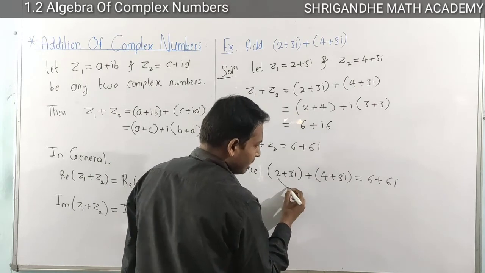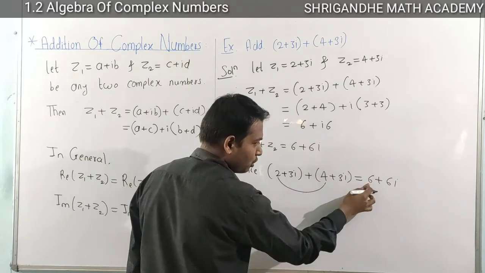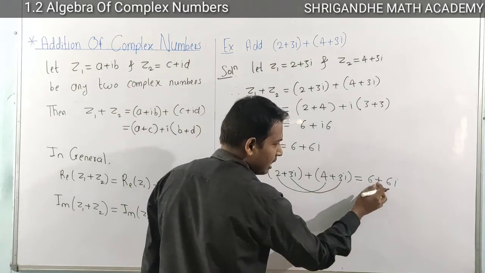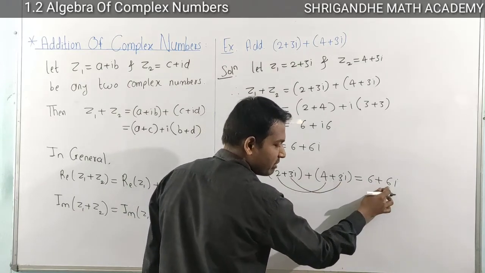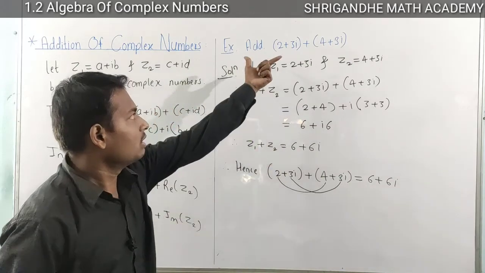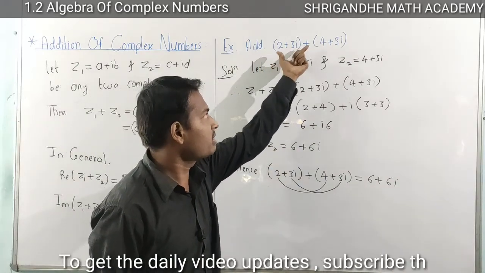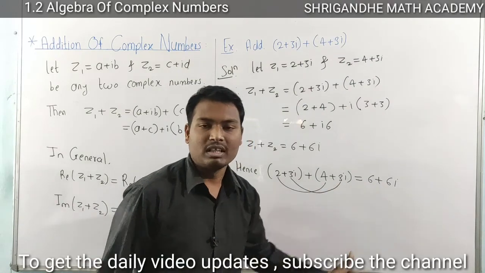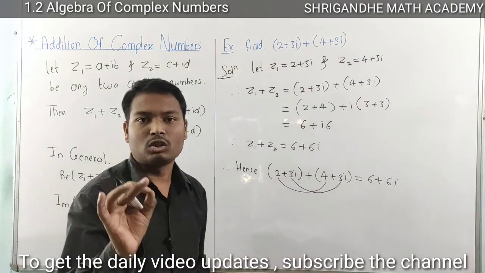That is, real part plus real part is equal to 6, which is real. Also imaginary plus imaginary, that is 3 plus 3, is equal to 6. Hence we get the answer of this example: 2 plus 3i plus 4 plus 3i is equal to 6 plus 6i. This is the method of how to add two complex numbers.